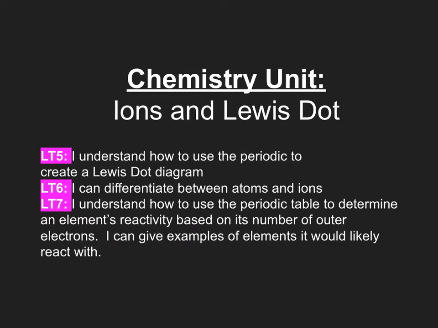Now that we've got our chemistry base, what we're going to do is start pulling a lot of the information together to use it to figure out a couple things. One, what is an ion? How can the ion be shown with this Lewis dot diagram? And then more importantly, what does that tell me about an element's reactivity? So we've got a lot of learning targets that we're hitting in this discussion.